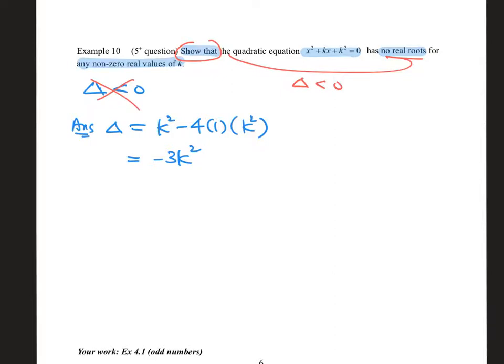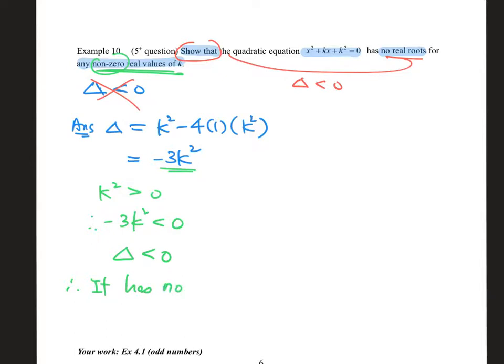Okay, so now you will see that the question tells you something special about the value of k. It is non-zero. What do you mean by non-zero? K is non-zero, that means it's positive or negative. And as a result, k squared should be greater than 0, because after squaring, a negative number returns to positive. And then as a result, minus 3k squared should be less than 0, which is the expression we are considering, which means that delta is less than 0. And then as a result, we can conclude that the equation has no real roots.